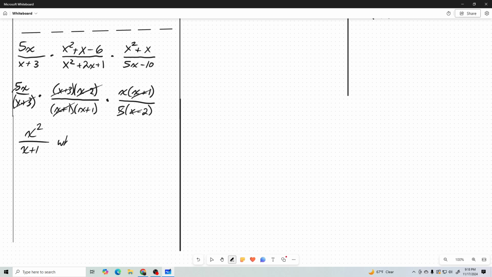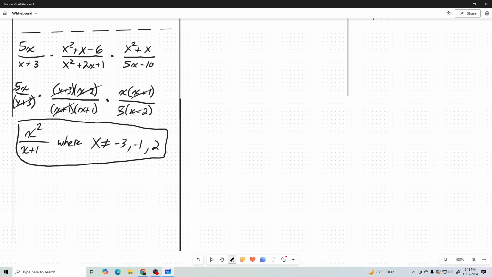And that's, of course, where x cannot equal, well, let's just look at the denominator, right? We have an x plus 3, so x can't equal negative 3. X plus 1, so x can't equal negative 1. And we have an x minus 2, so x cannot equal 2. So x can't equal any of these things, so this is your answer, right? And remember, you always have to establish the domain. So we've multiplied everything across, we've cut out all the factors that they have in common, and we've established the domain. So this is our answer.